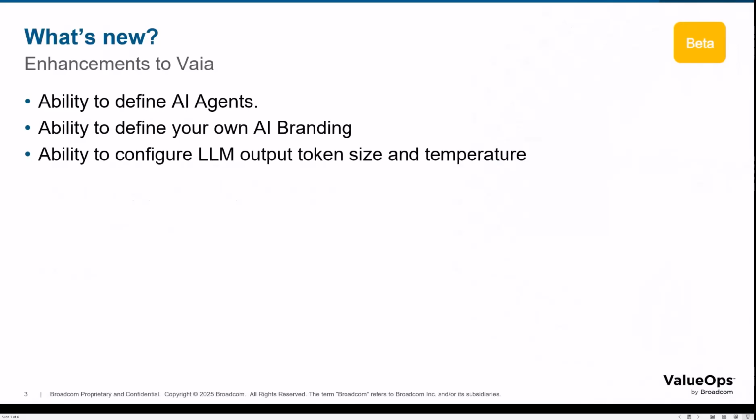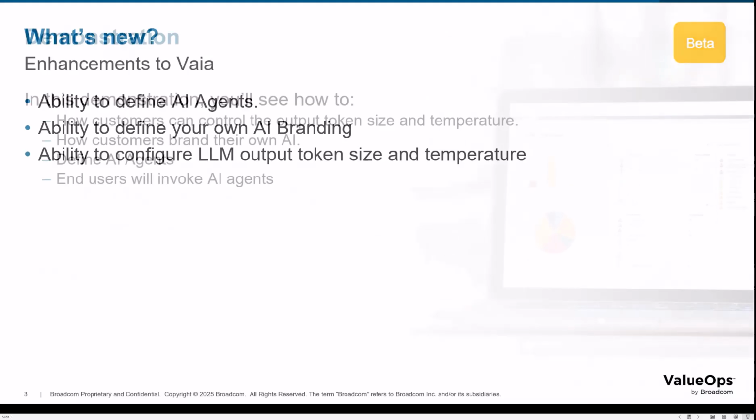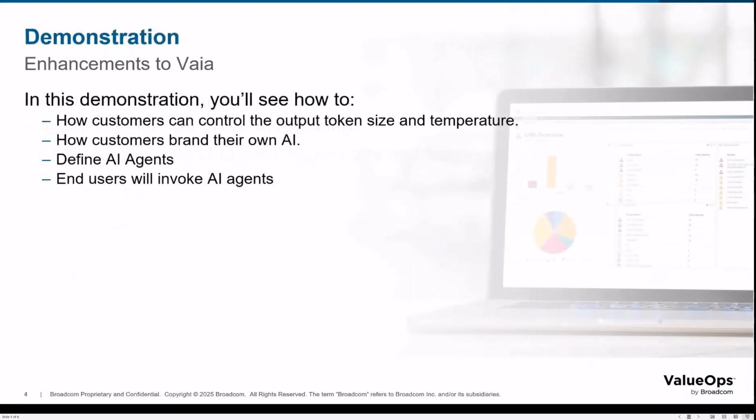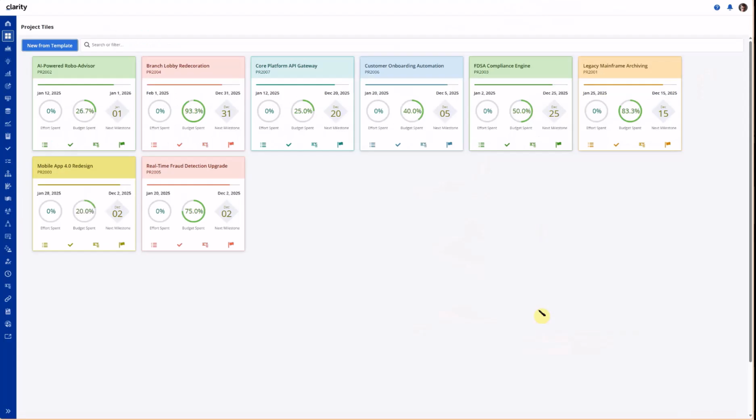You can now define AI agents within Clarity. You will have the ability to brand these AI agents based on your company requirement, and we've also enhanced the capability to control your LLM output token size along with the temperature. With that, let's see all of these great enhancements to Vaia in our product. So I'm going to go into Clarity 16.4.0.